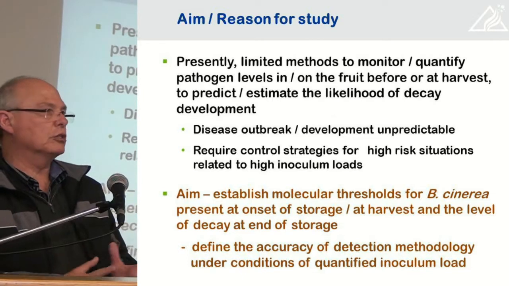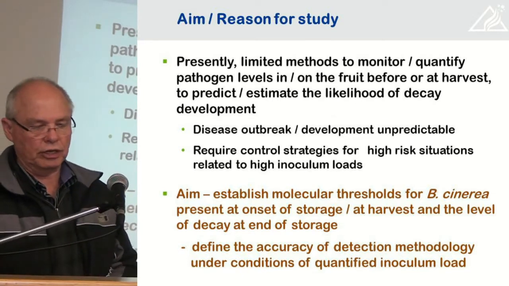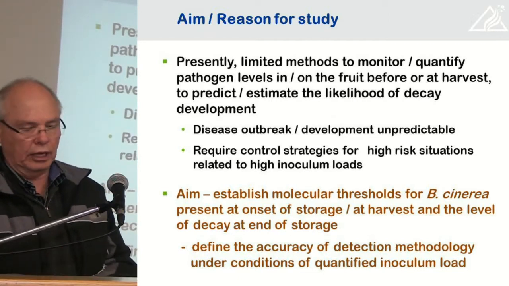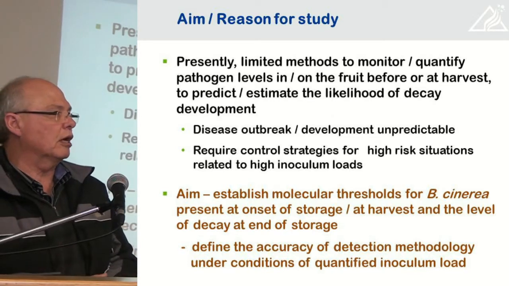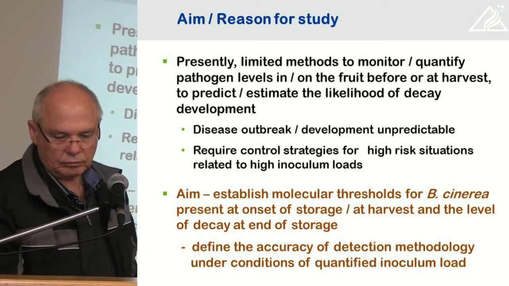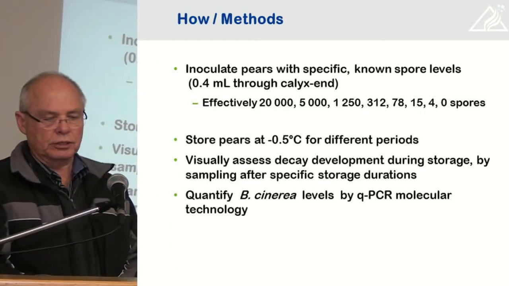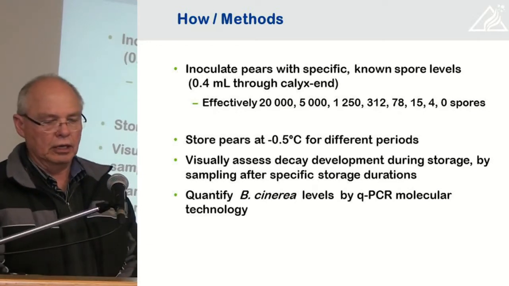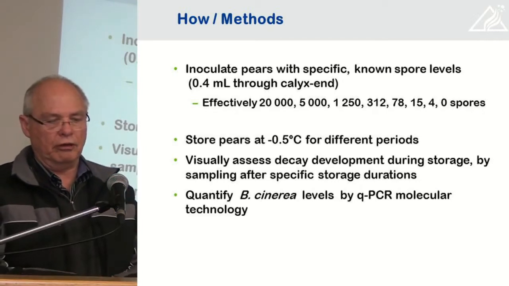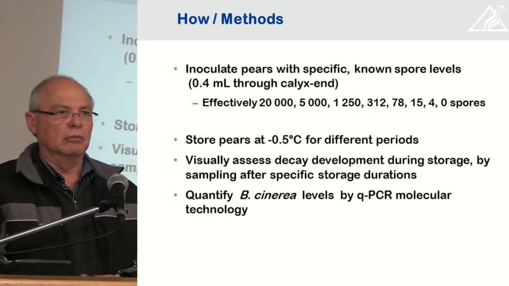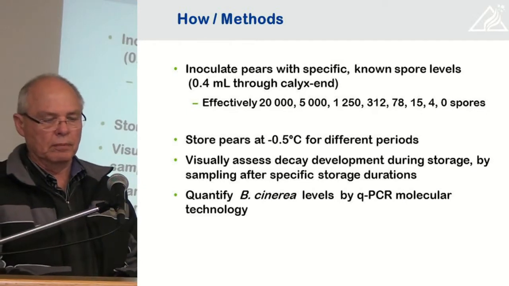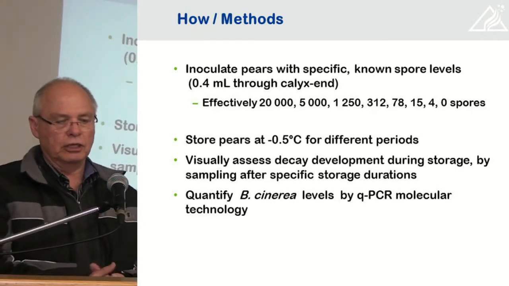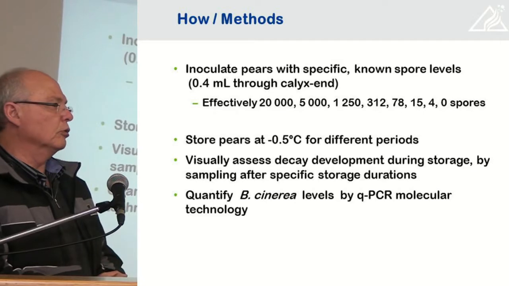So the first part of this trial was to establish thresholds between the onset of decay and the level of decay at the end of storage, and also to see whether this is an accurate method, whether it can actually be used. We inoculated pears with known volumes of spores through the calyx end. Effectively, it was 20,000, 5,000, 1,000, and different loads of spores. The fruit were stored at minus 0.5 degrees C. Visual assessments were done, but also then quantified using molecular technologies.